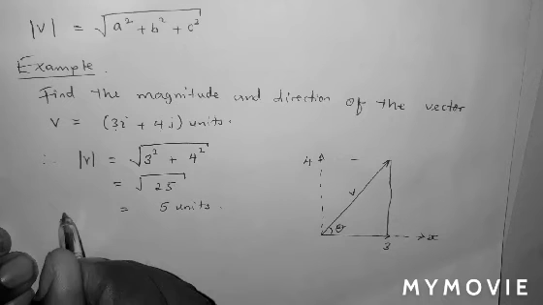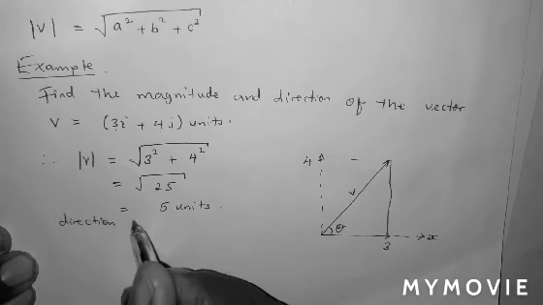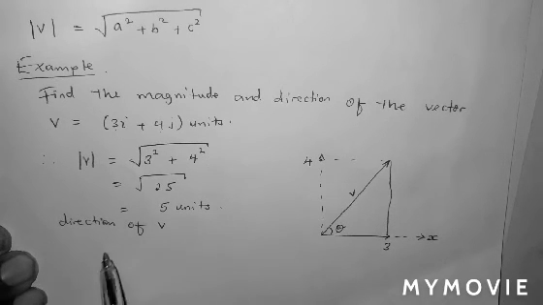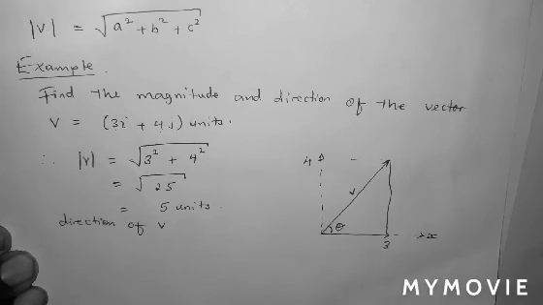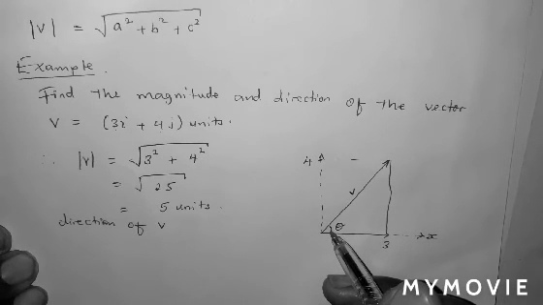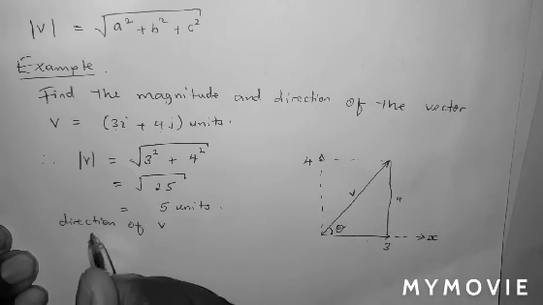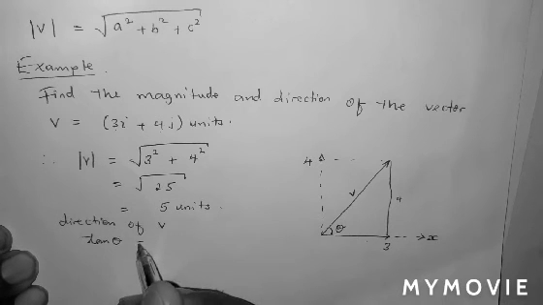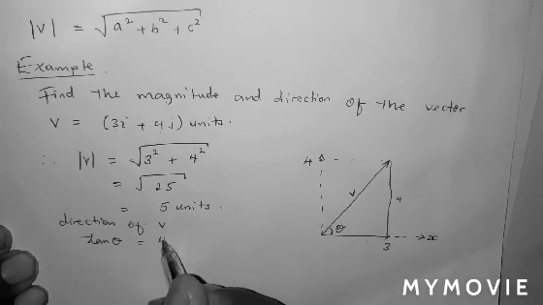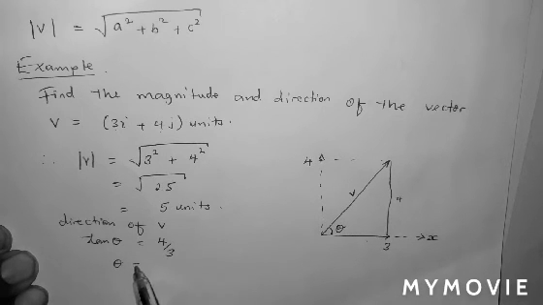Now, for us to determine the direction of v, we shall determine the angle theta. And how do we determine the angle theta? We are given this side as 4, and this is 3. Therefore, we shall use tan theta being equal to the opposite, which is 4 over 3. So theta will now be equal to, when we use a calculator, we get 53.13 degrees.